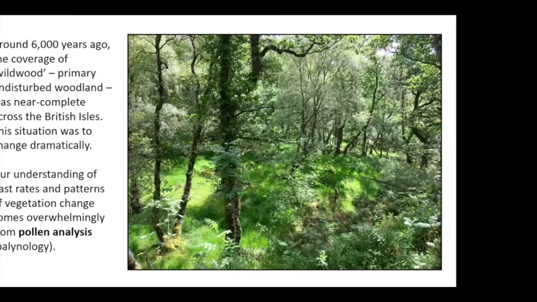So that situation obviously was going to change very dramatically with the introduction of agriculture and later with industry, because obviously we're aware of what the landscape looks like today, where the majority of our landscapes are quite open vegetation units. So how do we understand how vegetation has changed in the past and the types of rates of change that have been going on?